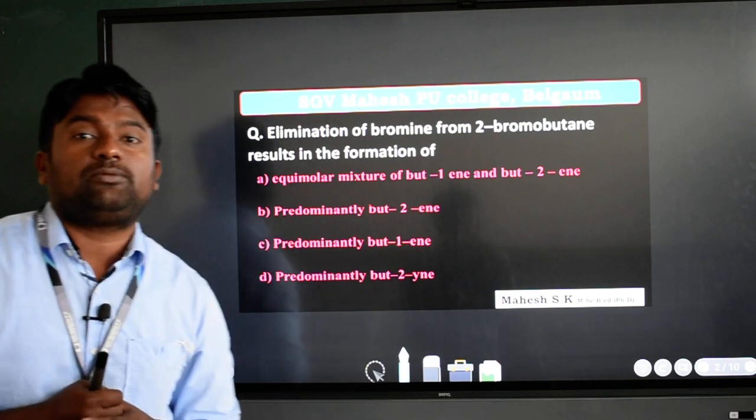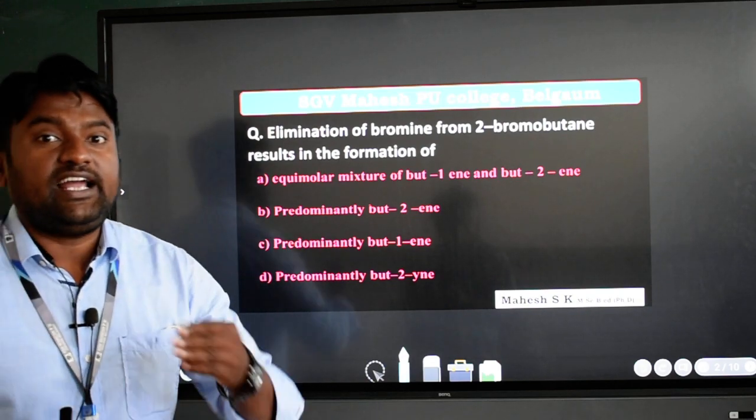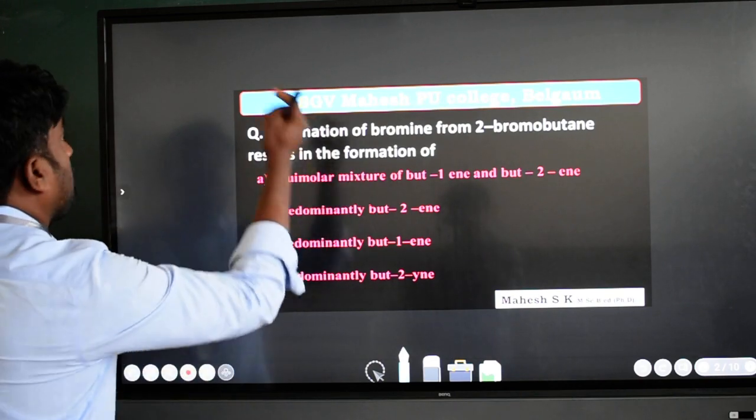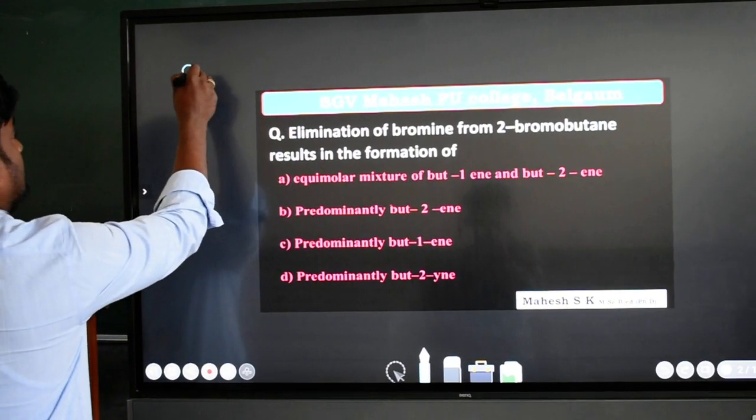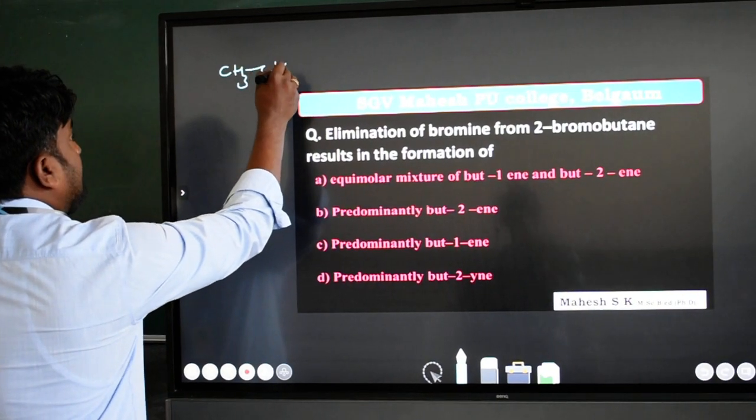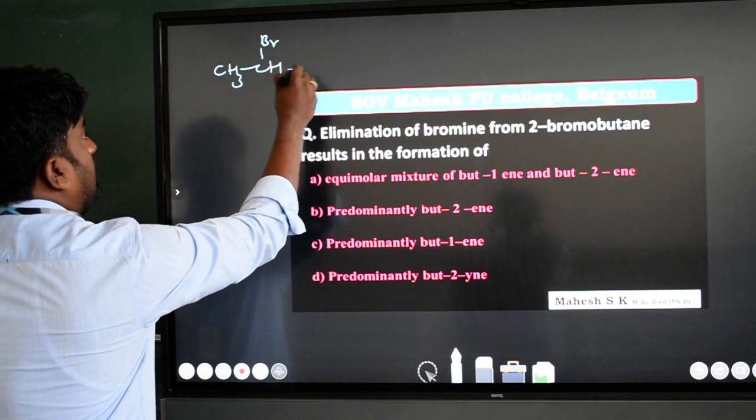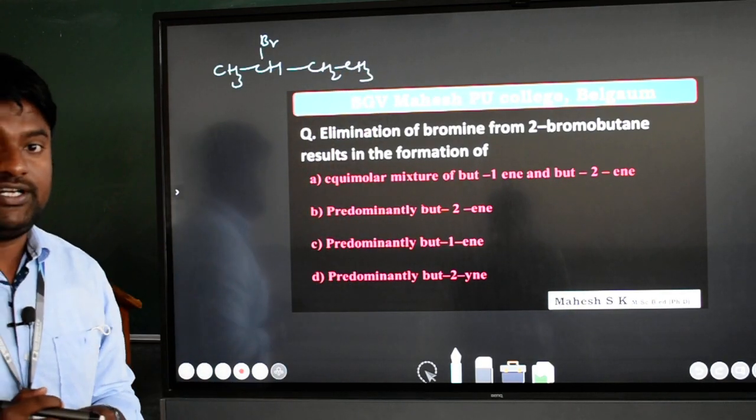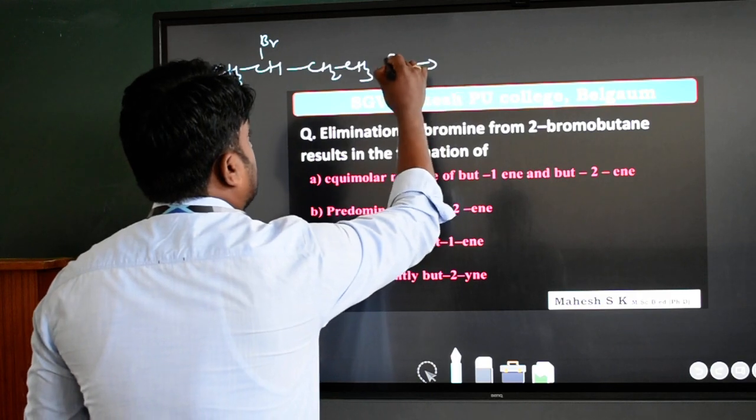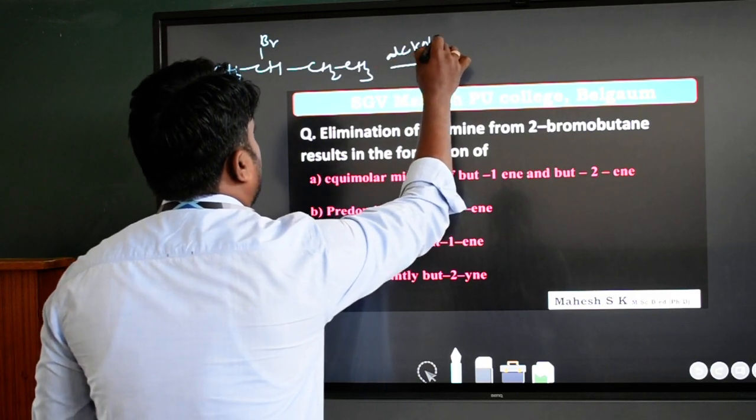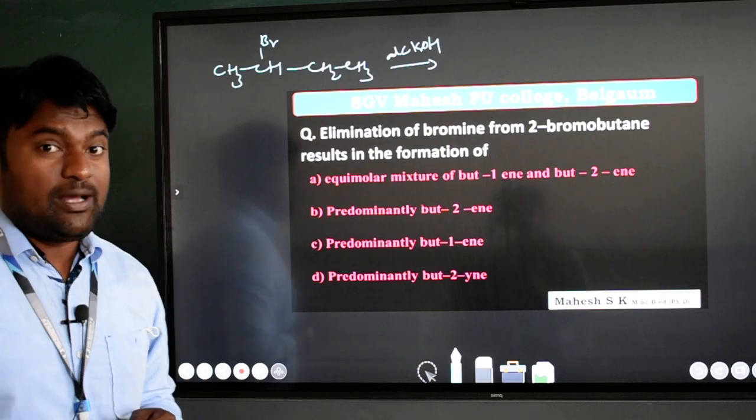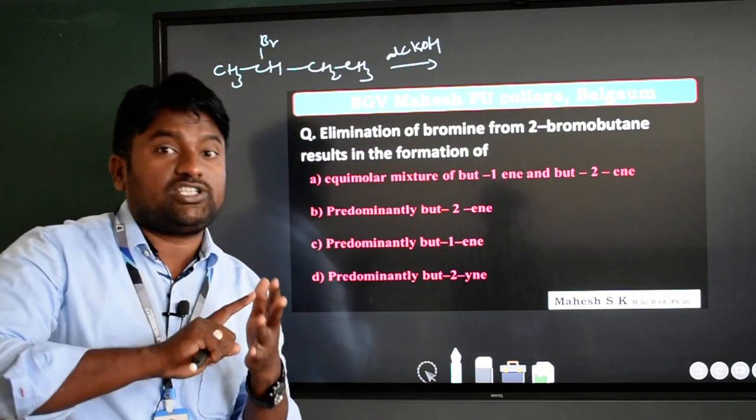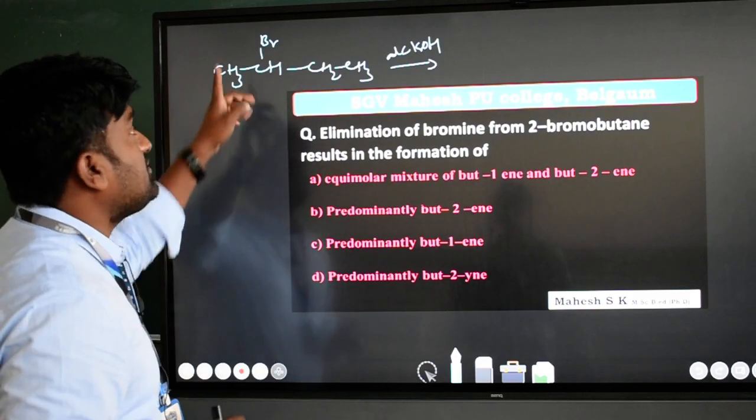Alcoholic potassium hydroxide means there will be dehydrohalogenation. Let me explain. I will write 2-bromobutane here: CH3CHBrCH2CH3. When you do elimination, we have to use the dehydrohalogenation reagent, that is alcoholic potassium hydroxide. What happens? The hydrogen and halogen will be eliminated. Dehydrohalogenation means elimination of hydrogen and halogen.